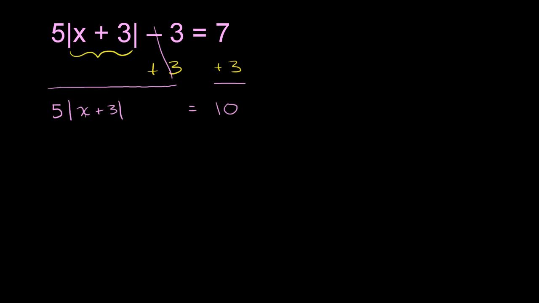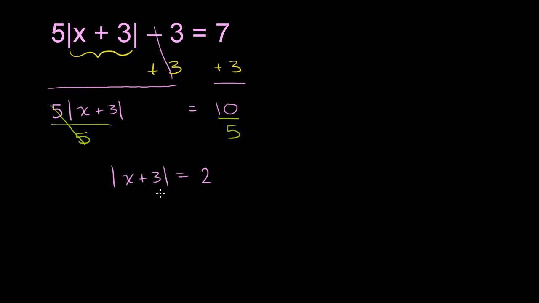Now, we have 5 times the thing we want to isolate. The best way to isolate it completely is to divide both sides of this equation by 5. We divided by 5 so that these cancel out. 5 times something divided by 5 is just that something. So we're left with the absolute value of x plus 3 is equal to 10 divided by 5, which is 2. So we've simplified the equation a good bit.